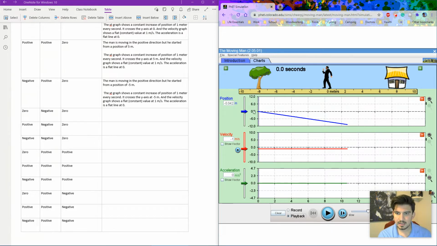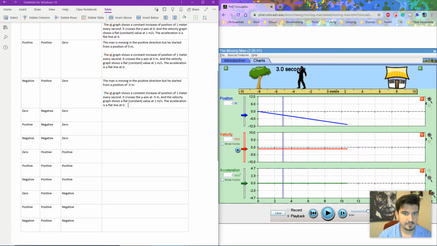So if we play this back and look at where he was, he started at a position of 0. 1 second later, he's at a position of -1. A second after that, he's at a position of -2. A second after that, he's at a position of -3, and the trend continues. So if we were to take the slope of this line, it goes over 1, down 1, over 1, down 1. That's a velocity of -1. And look at that. If we look at our velocity time graph, it's now a flat line, not at +1, at -1 to match up with our position time graph.